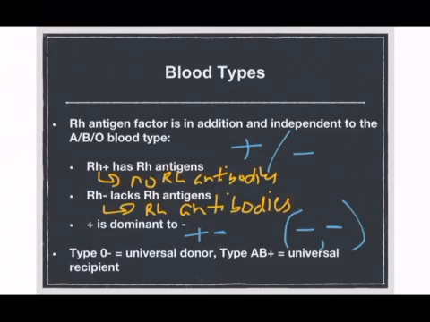With all this in mind, type O negative is considered the universal donor because they don't produce any antigens. They don't produce A or B antigens or Rh antigens. Whereas type AB positive would be considered the universal blood recipient because they don't produce any antibodies.